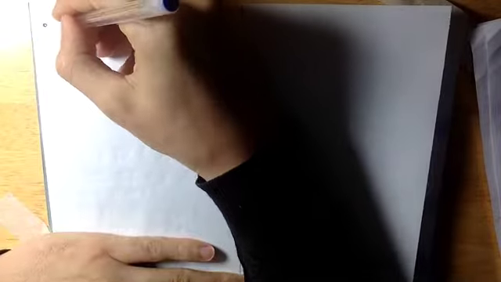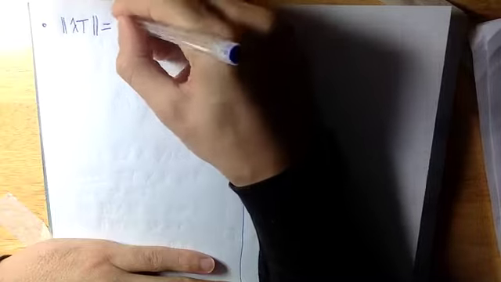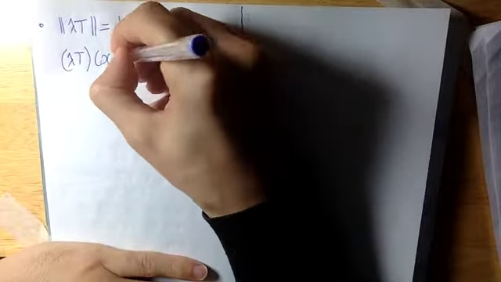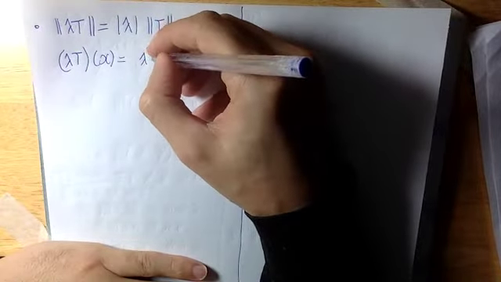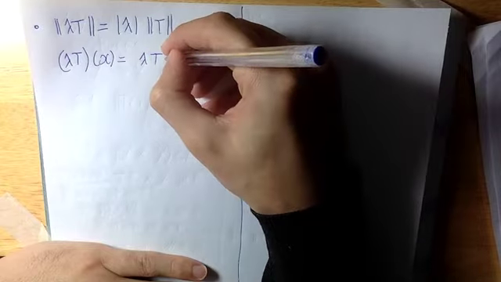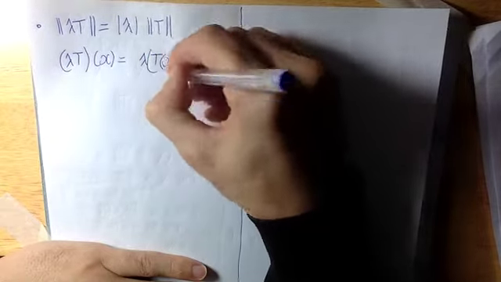Now, what is the third property? We need to check that if we take lambda T, we want to take the norm of lambda T, and we want to show that this is equal to the absolute value of lambda times the norm of T. In fact, first, just a reminder, lambda T applied at x is equal to lambda times T of x.